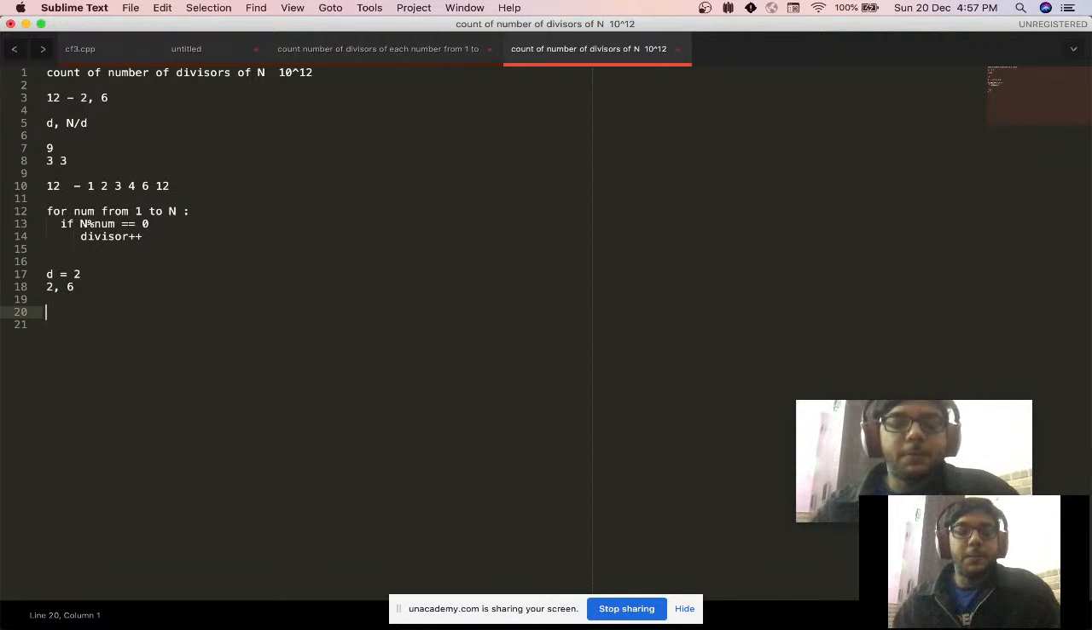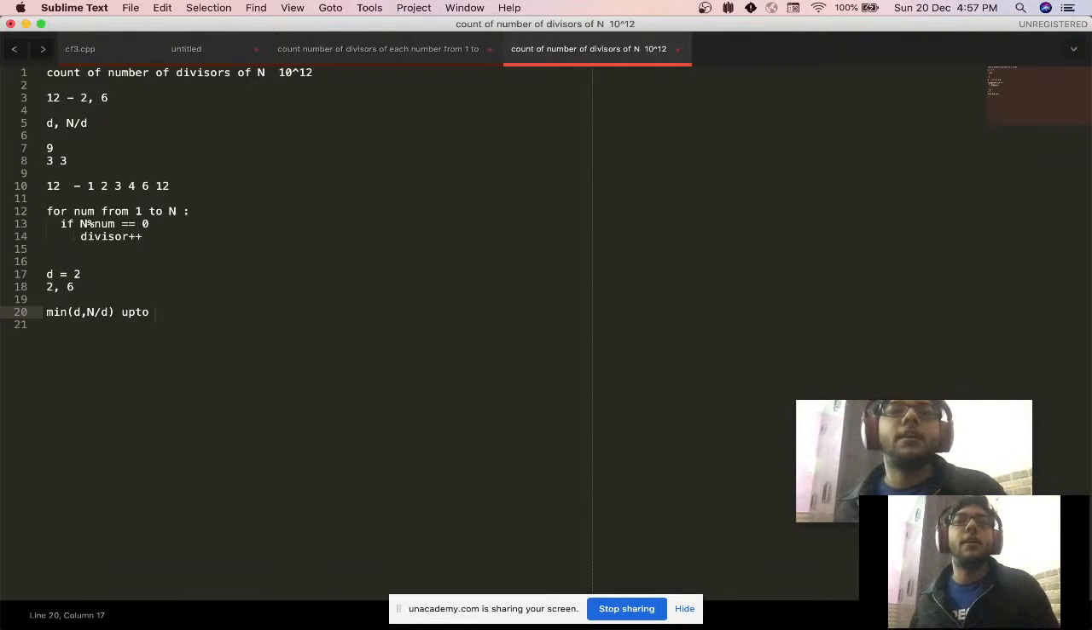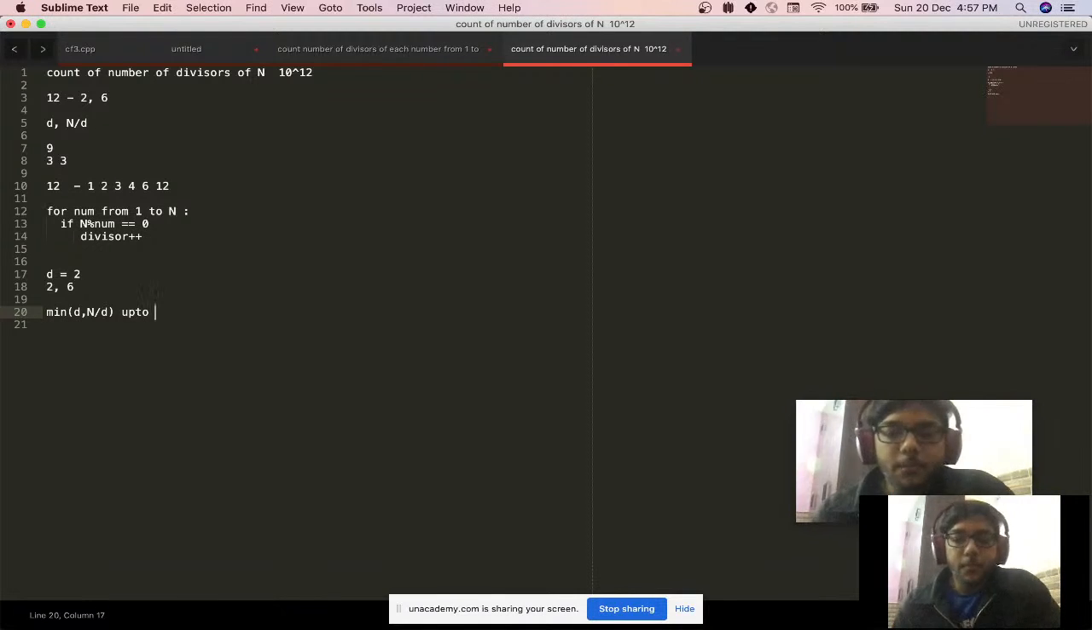So the special thing about this is that the minimum of d comma n by d can go up to root n only. We discussed that yesterday also while we were factorizing primes. This square root n thing comes up a lot in these scenarios because if we have a small divisor, then there is a bigger divisor also. If we don't have a small divisor, a bigger divisor cannot exist, just like in the case of primes.